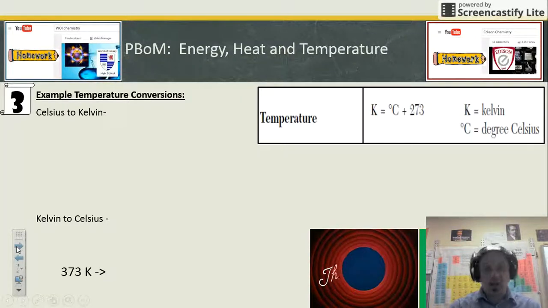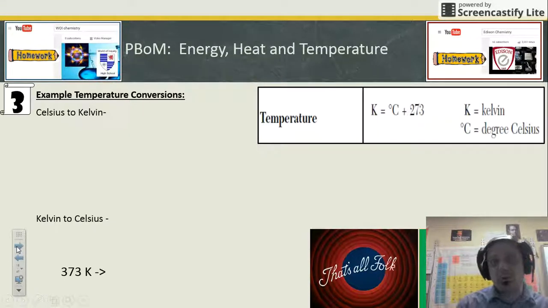Heat is not the same as temperature. Heat causes particles to move, and temperature measures the motion of that particle. Okay, that is your lecture.